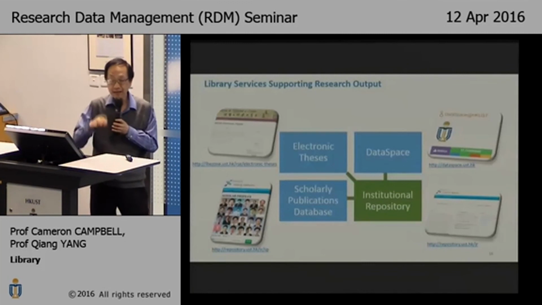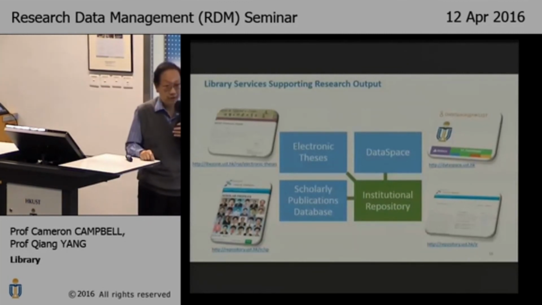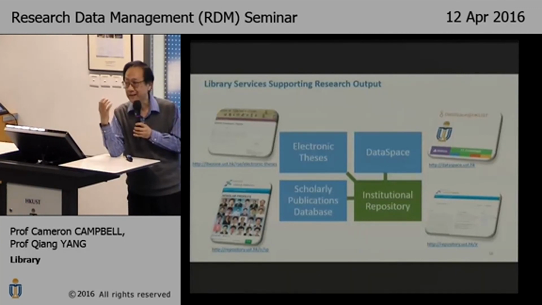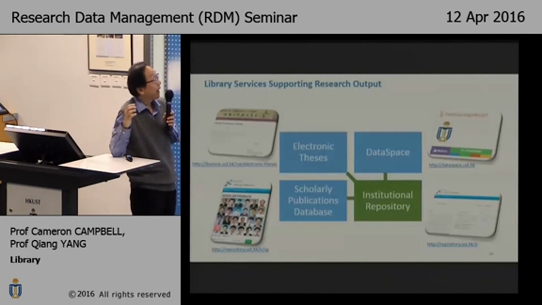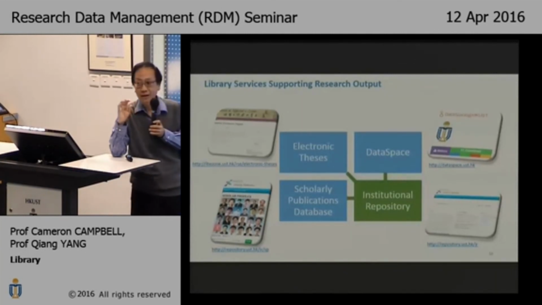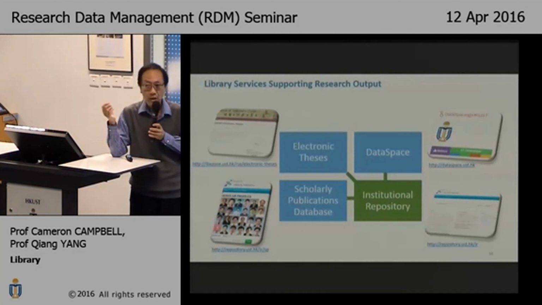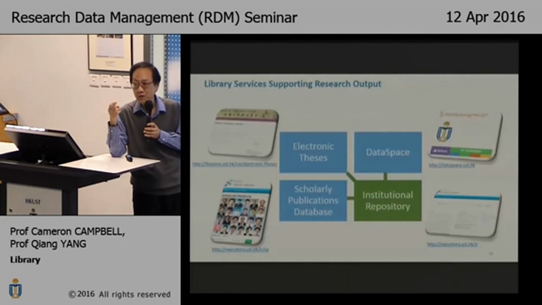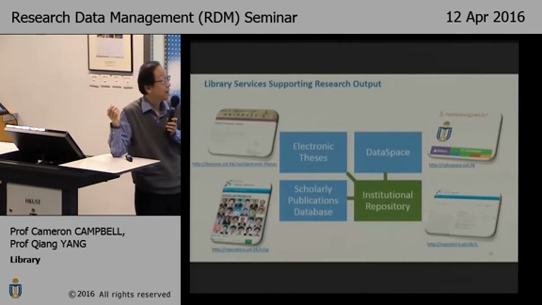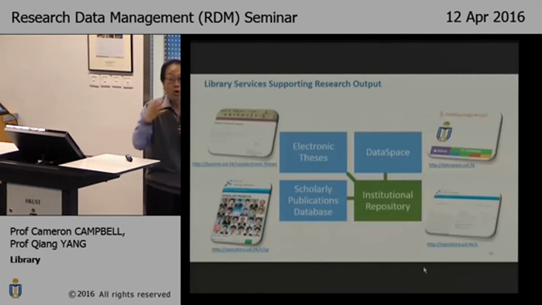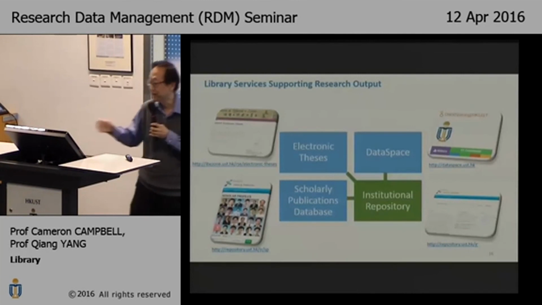And just for your information, in fact, the library actually has more than just DataSpace. DataSpace is a new database that we just released, right? We actually have a few other services to support the research output, HKUST research output. If you are a postgraduate, you eventually will have a thesis ready, a dissertation ready. So we have an electronic thesis database which keeps the full text of all these theses.